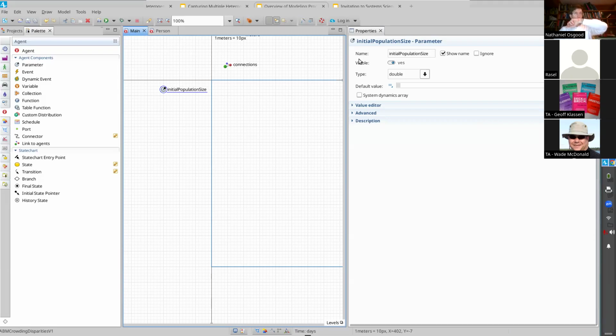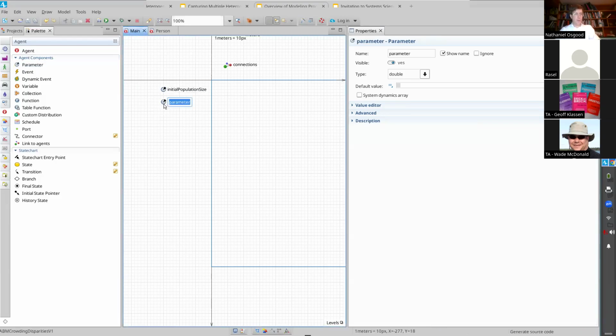Okay. Initial population size. And there's going to be another one called connection distance threshold.